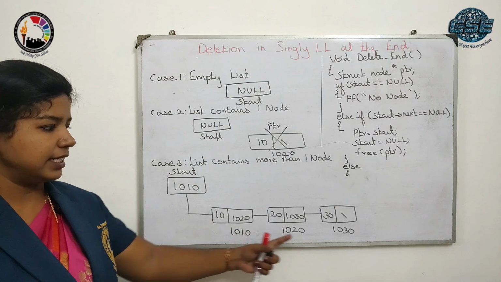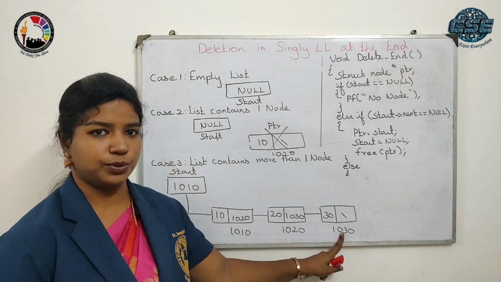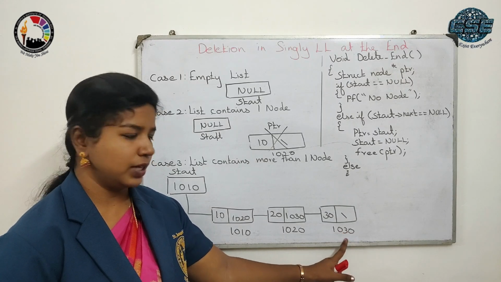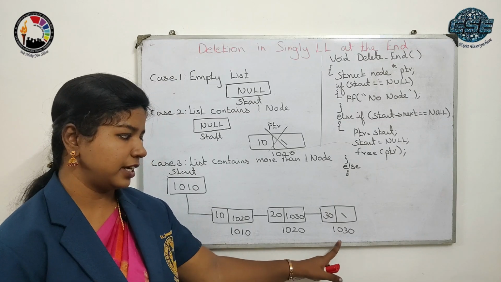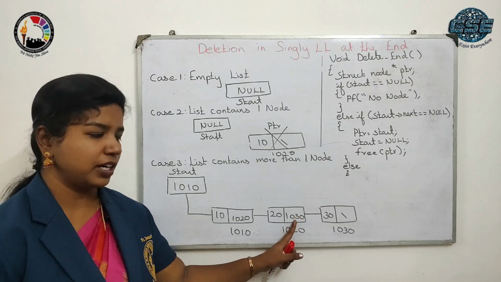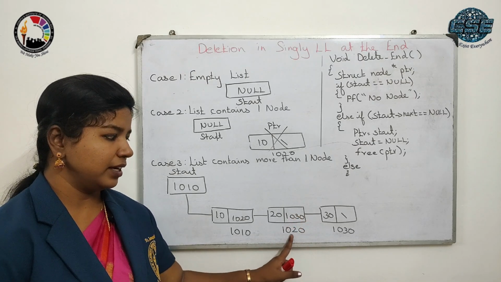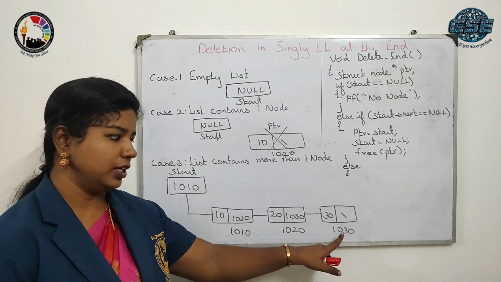You already have a linked list, and in this linked list we are going to delete the last node. So this node has to be deleted. So we need a pointer. Where the address has to be changed is this node's previous node. This previous node's next part should be equal to null. If you make the previous node's next part null, then this node will be deleted from your linked list.